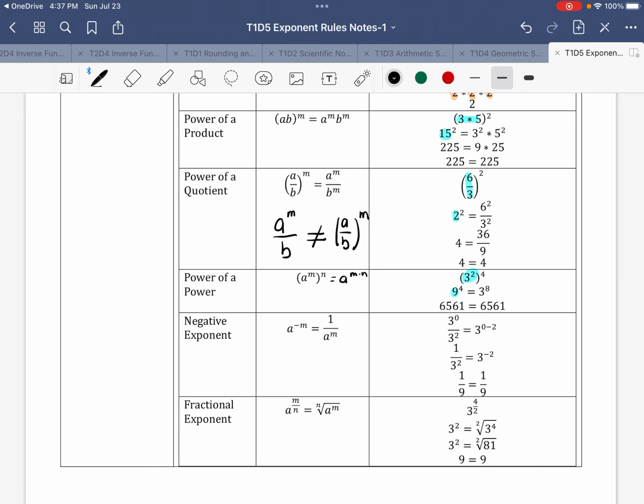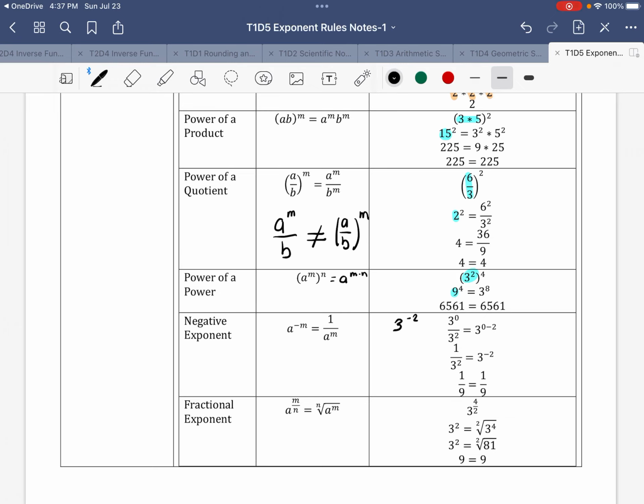So we get 3 to the 8th power. And when we calculate that, hopefully using a calculator, we'll find that both sides equal 6,561. Okay. When you're given a negative exponent, you're just going to put it as a fraction. So if we have, for example, 3 to the negative 2nd power, right?